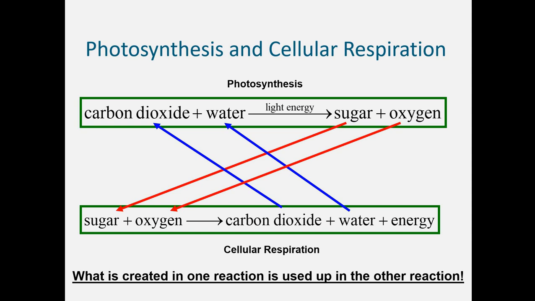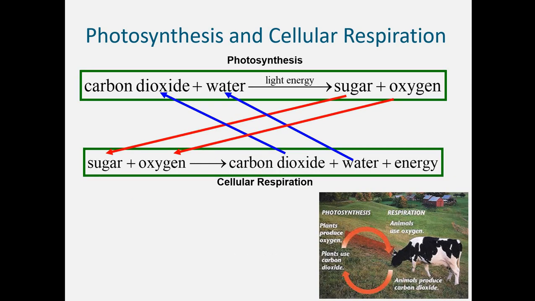So this is a cyclic process. Here you can see there is a connection between these two; it is a cyclic process. By one reaction, photosynthesis, sugar and oxygen are produced. Then this sugar is used by the animals as an energy source, and carbon dioxide, energy and water are produced by that reaction, cellular respiration. So cellular respiration is a way to get energy.